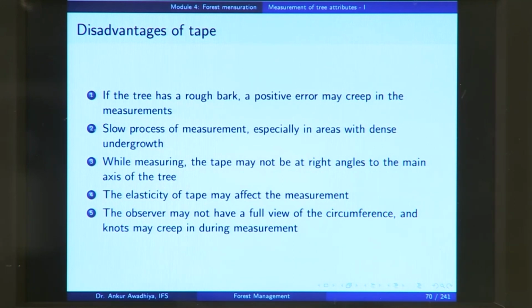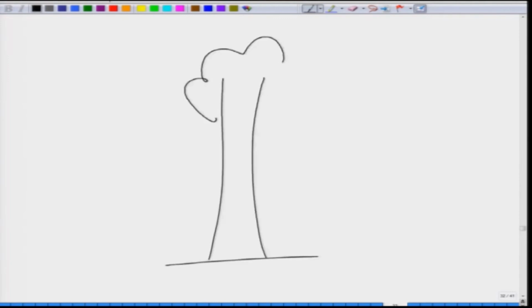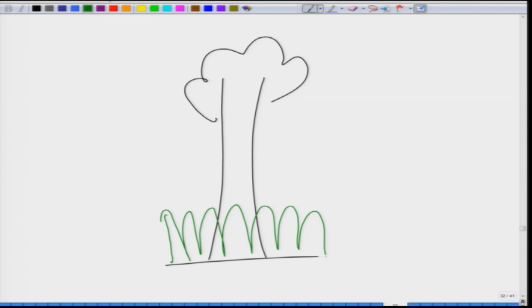Now, what we are saying here is that suppose you have a tree and you have a dense undergrowth in this region. Now, if you wanted to use the calipers, you only have to go at one location. So, suppose this is your breast height. You only need to get at one position, and at this position you will place your calipers, so that your two arms are able to touch the tree and you take the measurement. There is no need for a second measurement.